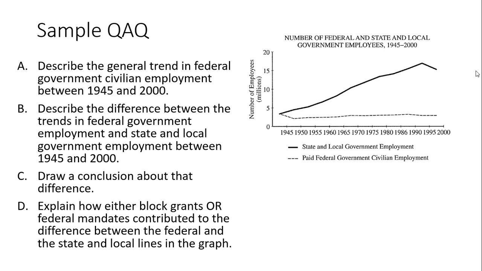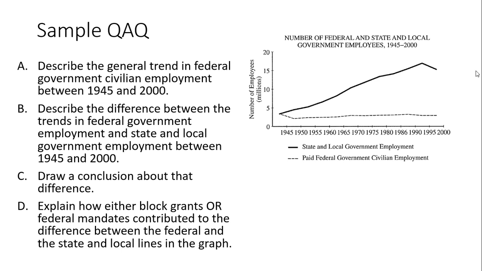So you'll see here in the upper right-hand corner, this is the data table or chart, graph. We would want to look very carefully at what it's measuring. It is measuring the number of both federal government employees and state and local. Now, state and local are combined together in this graph. Federal is separate. And it's over a period of time.